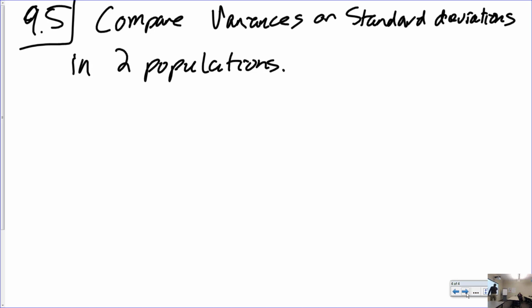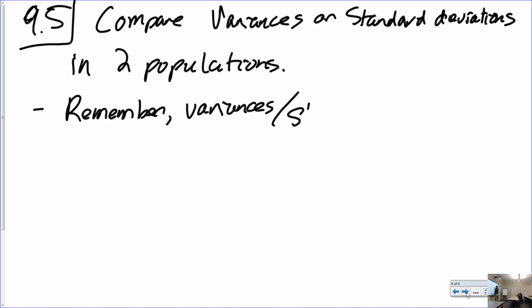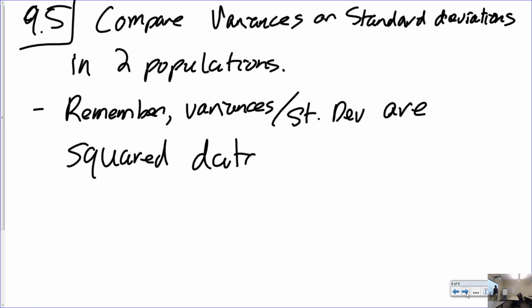All right, now remember, variances and standard deviations are squared data. What this means is that we are not going to be able to get a nice plus and minus E, okay?